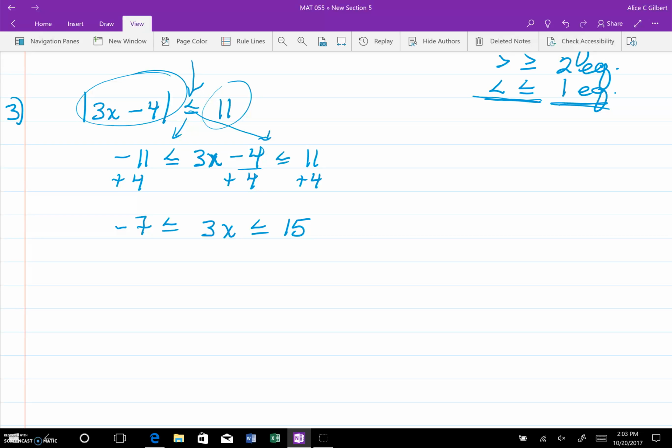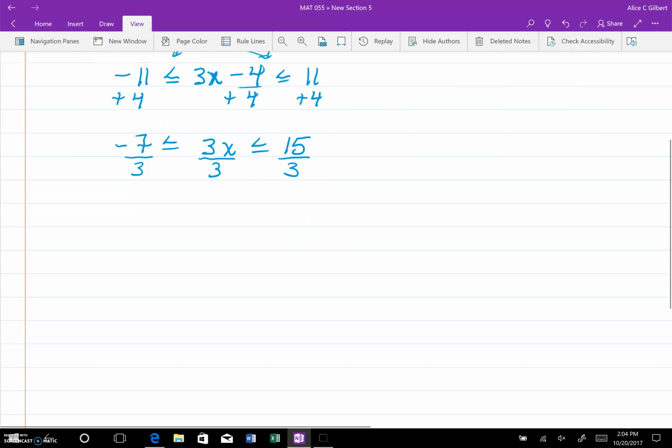Now I have to get the x by itself. So to do that, I need to divide the 3x by 3. But if I do that in one area, I have to do it in every area. Excuse me. So here on the left side, I just have negative 7/3. And so then I'll put less than or equal to. In the middle here, all I have is x. And then on the right side, 15 divided by 3 is 5.